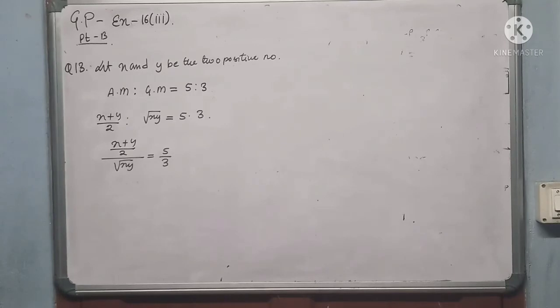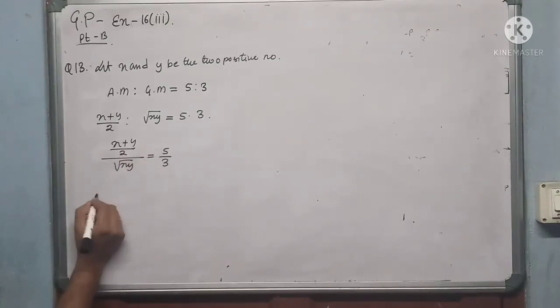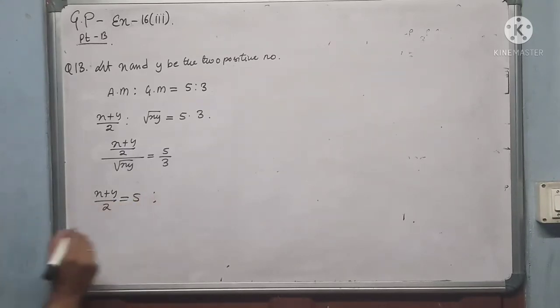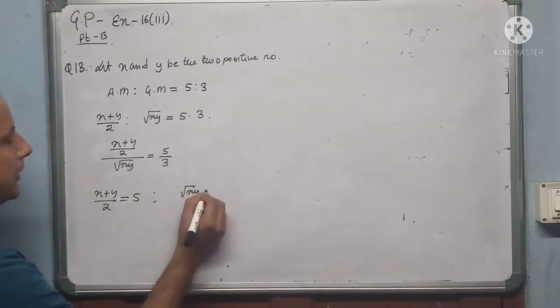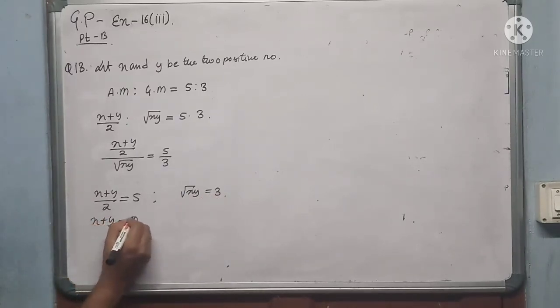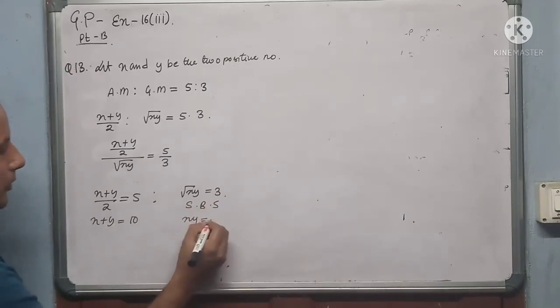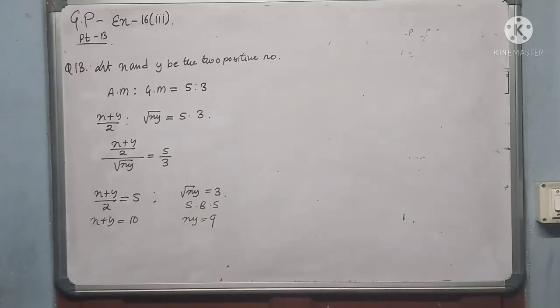Now dear student, I'll do this question by a different method. Say this is the arithmetic mean, this is the geometric mean. Then I'll write (x plus y) by 2 equals 5, ratio comparison, and under root xy is equal to 3. Then x plus y is equal to 10. Then squaring both sides, you'll get xy is equal to 9. I think this one is the easy method.